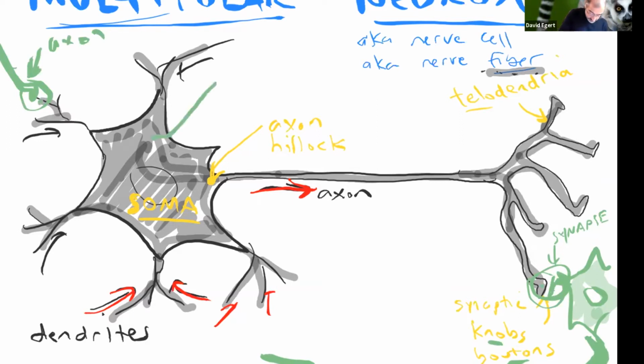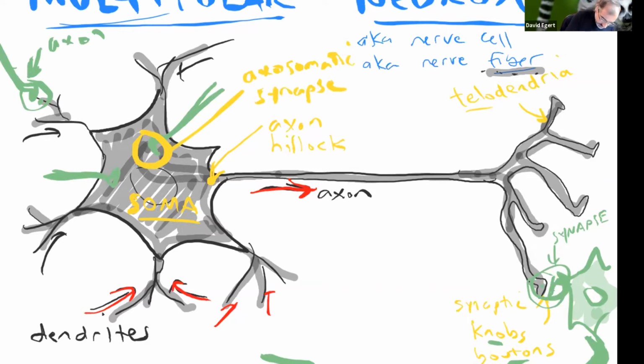You can also have this, which would be an axosomatic synapse. This would be an axodendritic synapse. Just to give you an idea, you've got this thing making connections with lots of other neurons. So these little telodendria and boutons are coming in and talking to other neurons, making synapses either on their dendrites or on their cell bodies.